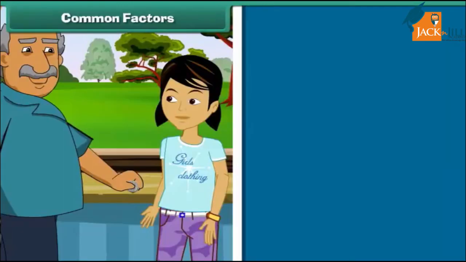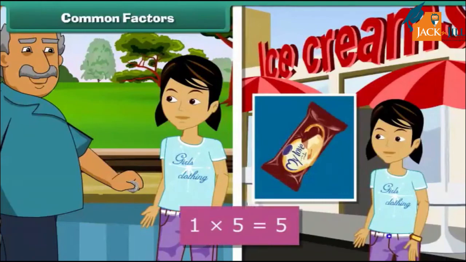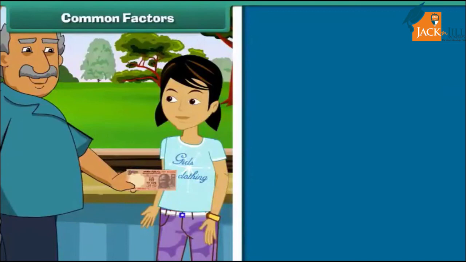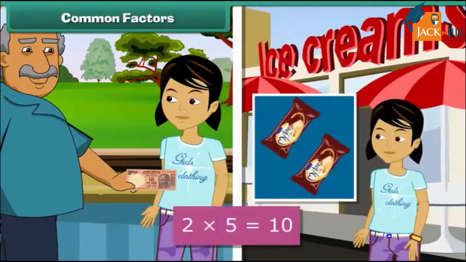Common factors. Prerna's grandfather gives Prerna 5 rupees for ice cream. She rushes to the ice cream parlor and buys her favorite orange bar for 5 rupees. We can express it as 1 multiplied by 5 is equal to 5. A week later, he gives Prerna 10 rupees. This time, she buys 2 orange bars. We can express it as 2 multiplied by 5, that is equal to 10.